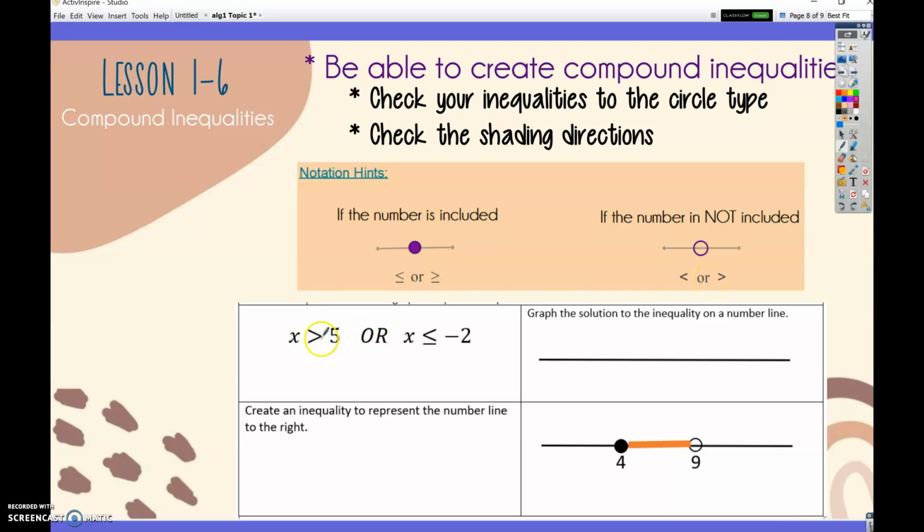So if we say x is greater than 5, or x is less than or equal to -2, you have two separate shadings you'll have to do and graph it on the number line. Sometimes you'll be asked, if you're given a number line, to create the inequalities.